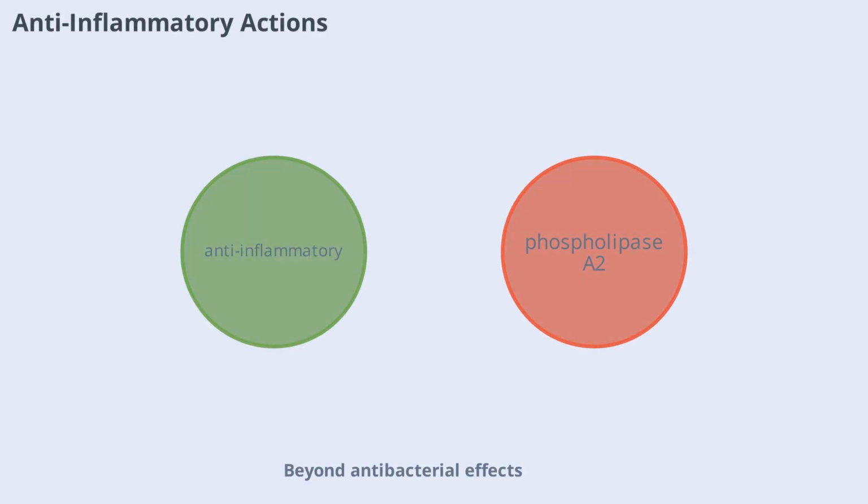Beyond antibacterial effects, tetracyclines also exhibit anti-inflammatory properties. They suppress polymorphonuclear leukocyte activity, particularly the scavenging action of reactive oxygen metabolites. Additionally, tetracyclines may block icosanoid synthesis by inhibiting phospholipase A2 activity. These actions help reduce inflammation and tissue damage, making tetracyclines useful in managing chronic inflammatory conditions.